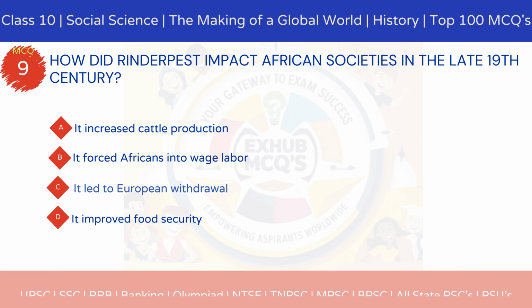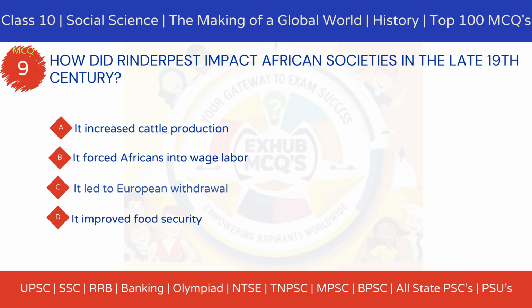MCQ 9. How did rinderpest impact African societies in the late 19th century? Option A, it increased cattle production. Option B, it forced Africans into wage labor. Option C, it led to European withdrawal. Option D, it improved food security.